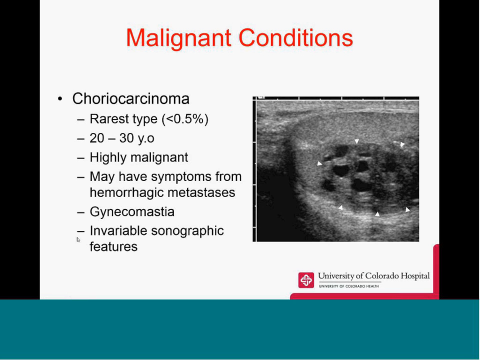Okay, choriocarcinomas. They're our rarest type, less than 0.5%, occurring in men 20 to 30 years old. These are highly malignant. They may have symptoms from hemorrhagic metastasis, such as hemoptysis and hematemesis. They also can have CNS-related symptoms. Gynecomastia may be seen due to the high levels of circulating gonadotrophins. On ultrasound, there are no invariable sonographic features.